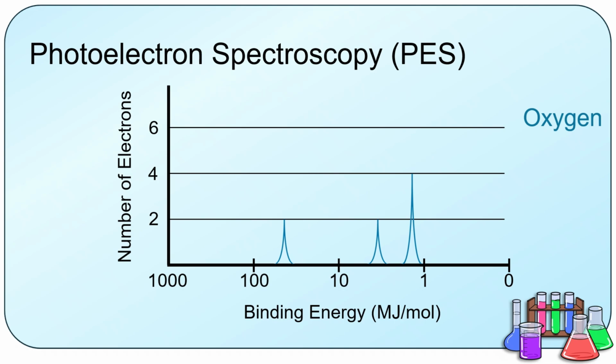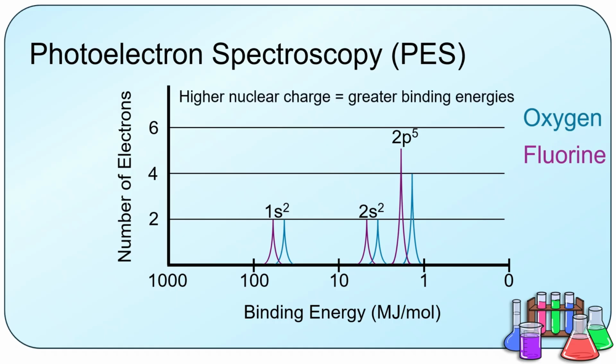Let's look at another PES in comparison. This purple PES is almost identical, but its 2p peak is a little higher, so its configuration is 1s2, 2s2, 2p5. This is the PES for fluorine. You might notice that fluorine's PES is shifted a little to the left compared to oxygen's. That's because fluorine has higher nuclear charge, which means it has more protons. As a result, it has higher proton-electron attraction, so all of its electrons take a little more energy to remove.